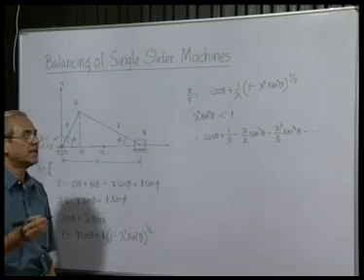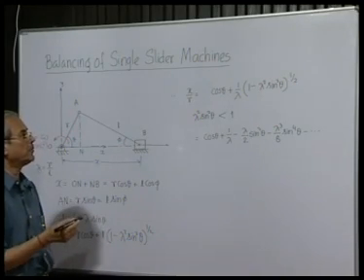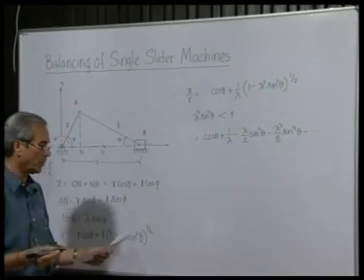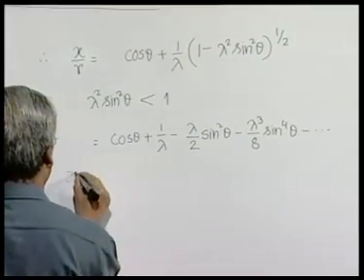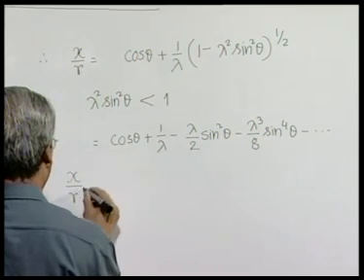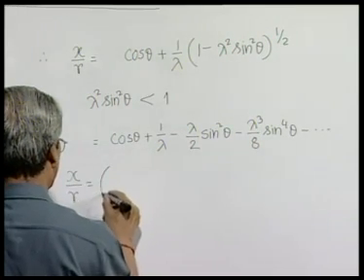Now, I think there can be some trigonometric manipulation done, which I will not go into, but you can show that x by r can be written in this form.